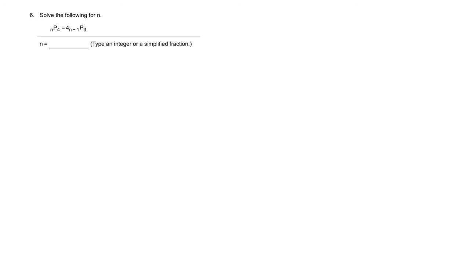Oh, here's a good question. You need to solve for n, and they give you an equation. I do need to remember that the formula for permutations is nPr is equal to n factorial over n minus r factorial. Okay, so it looks like I'm going to have to use that formula twice, once for here and once for there.